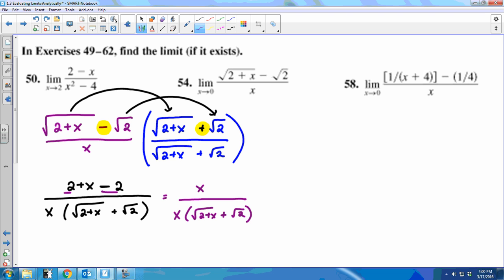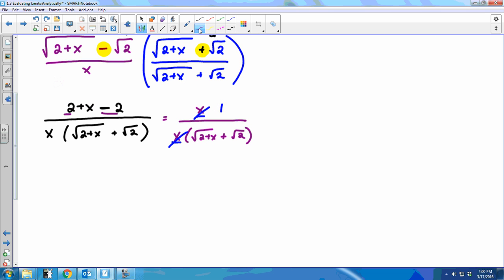Well, now I have an x in the numerator and an x in the denominator, so I can cancel those out. That leaves me a 1 in the numerator. So I have 1 over the square root of 2 plus x plus the square root of 2. Now, this looks messy. You're looking at me saying, oh my gosh, we just did all that work and now I have all these radicals in the denominator.